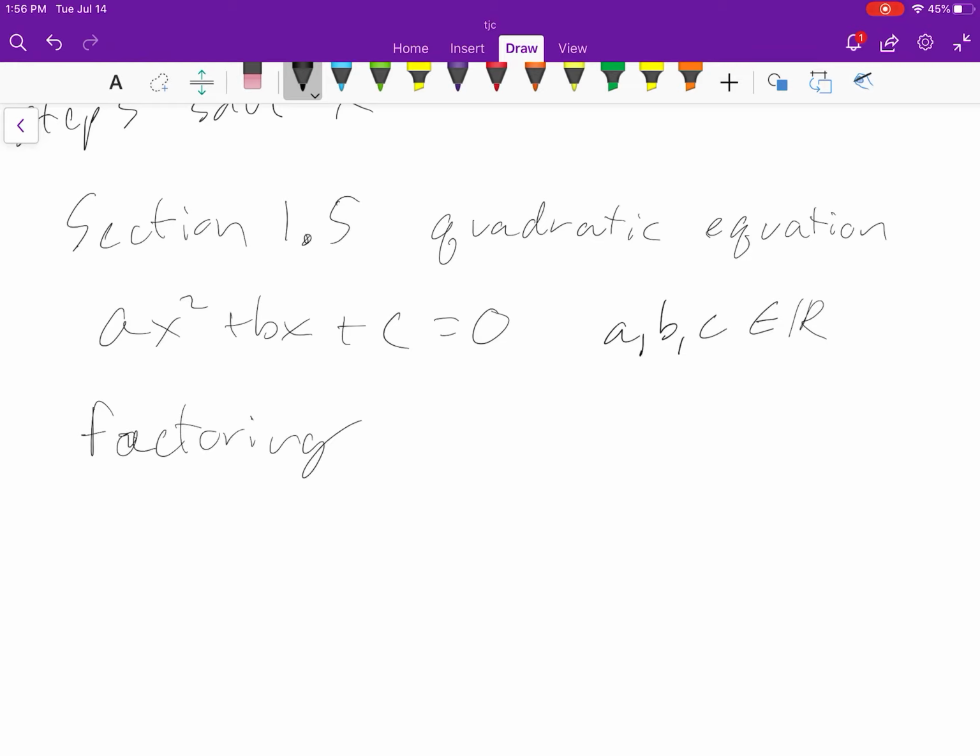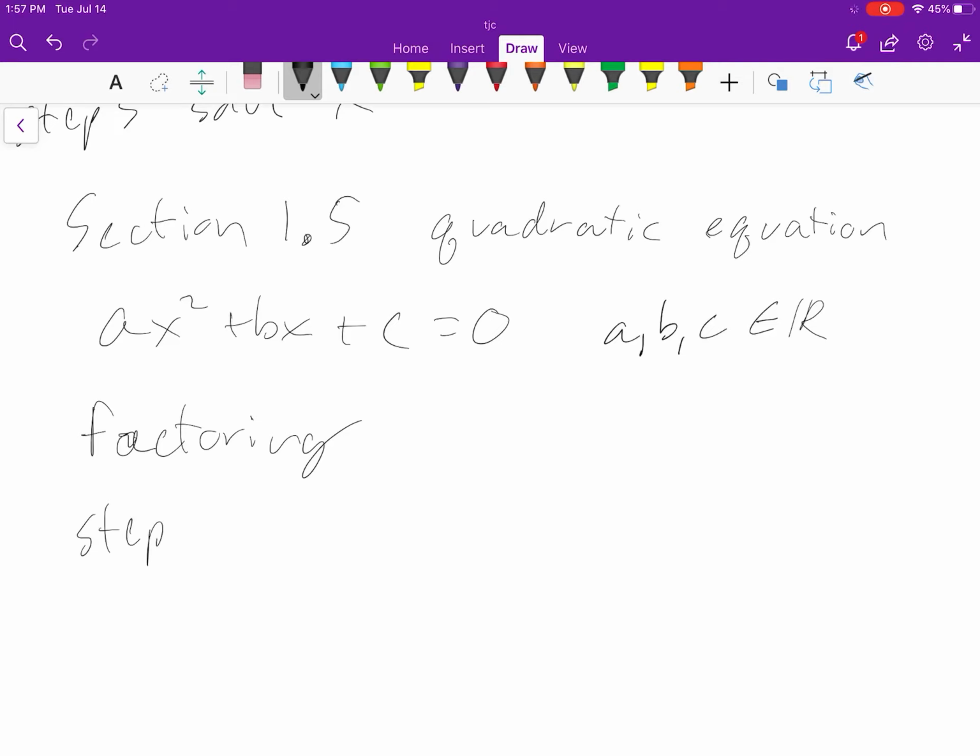Now, factoring can only be used to solve the quadratic equation when you meet certain conditions. The vast majority of quadratic equations will not be solvable using factoring. There's only specific ones. There are infinitely many specific ones, but there are a lot fewer of those than there are of the regular kind. So let's go through the steps of factoring.